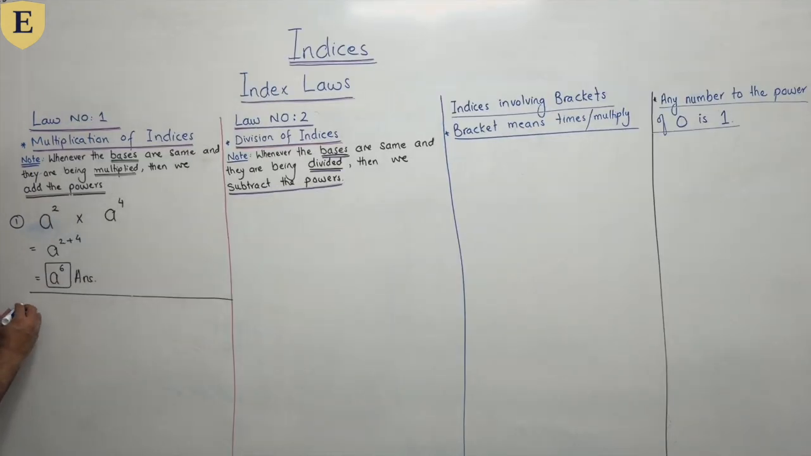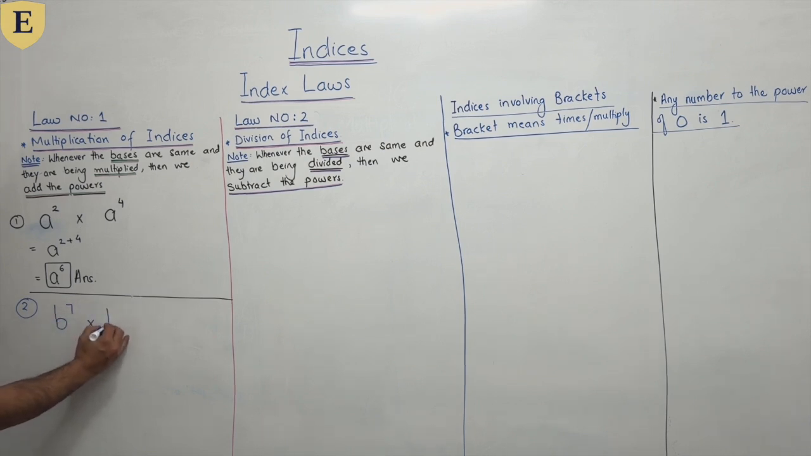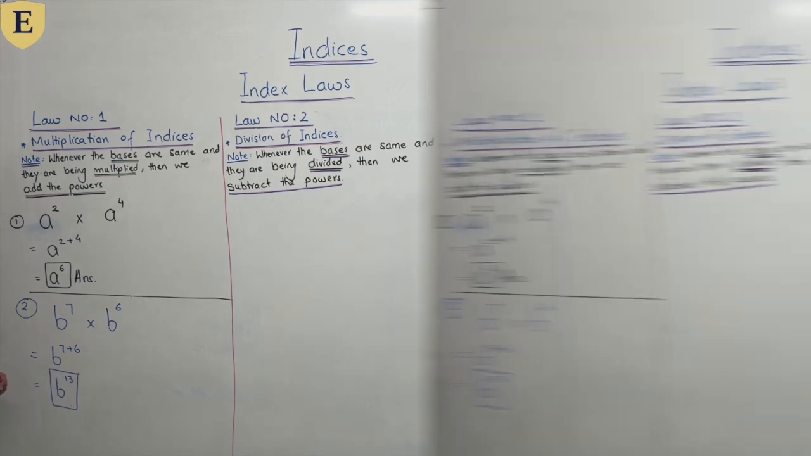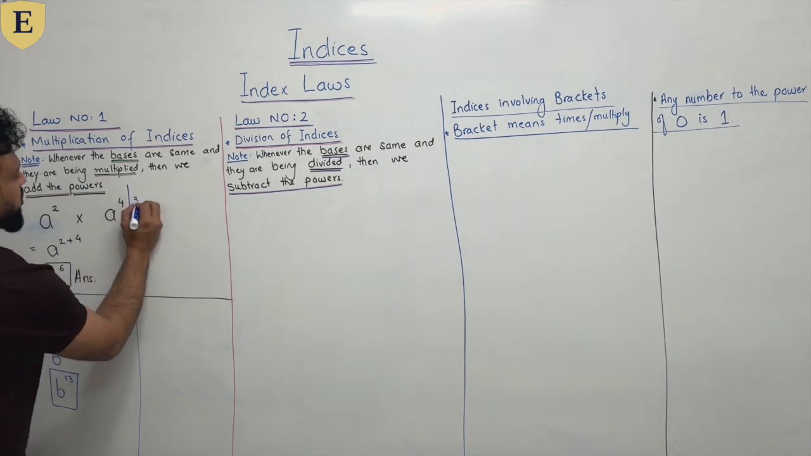So for example, you've got b to the power of 7 times b to the power of 6. Since the bases are same and they are being multiplied, I'm just going to add the powers. So b to the power of 7 plus 6 equals b to the power of 13, and that is your final answer. Now let's look at another example.